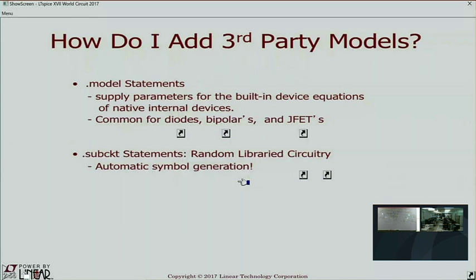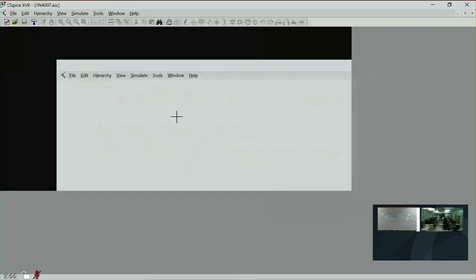Now, people often want to use third-party models in LTSpice, and so I would like to show you how to do that. A model is basically a text file, and you have to look at that text file to see how to include it. The text file has to be either a native circuit element or a subcircuit. If it's a native circuit element, it's implemented with .model statements.